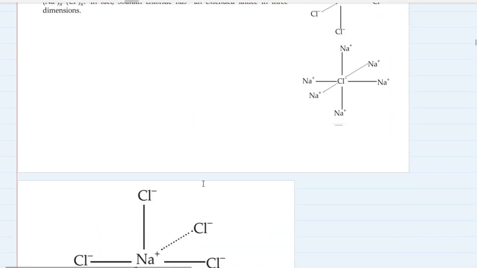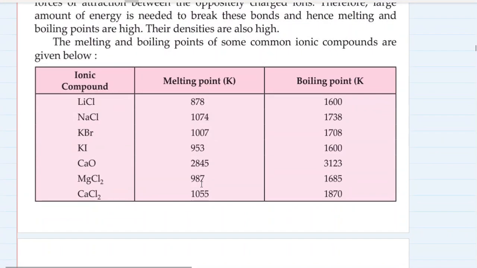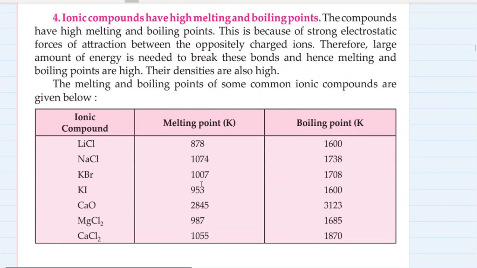Okay. Now the whole structure must be clear in your mind. Let's go ahead. Ionic compounds have high melting and boiling points.